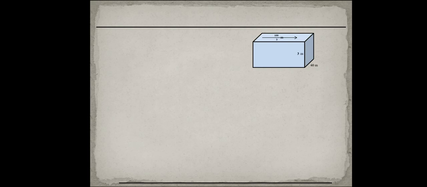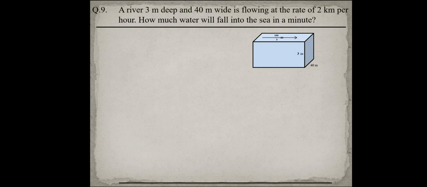Now in the next question, question number 9. A river 3 meter deep and 40 meter wide is flowing at the rate of 2 km per hour. How much water will fall into the sea in a minute?